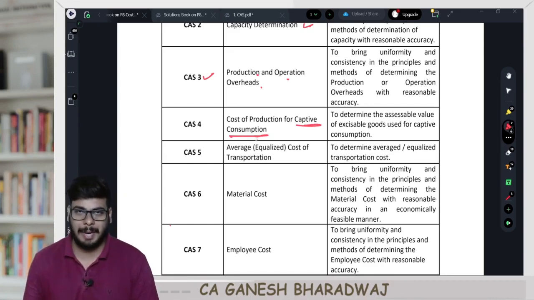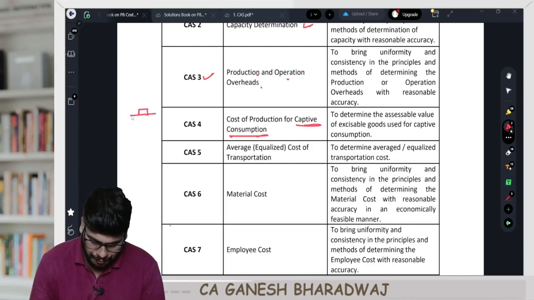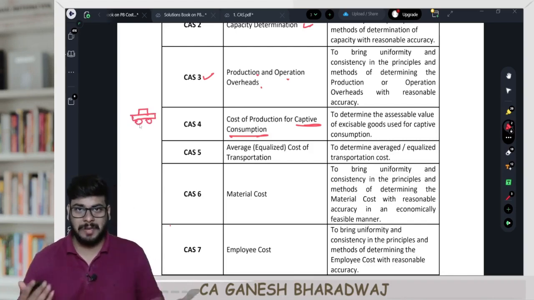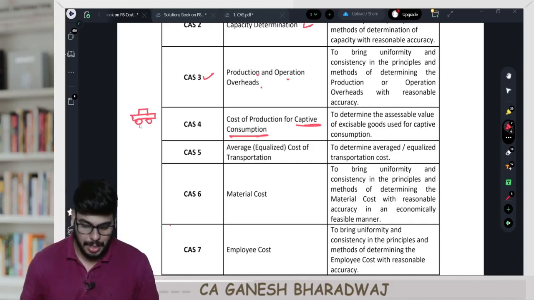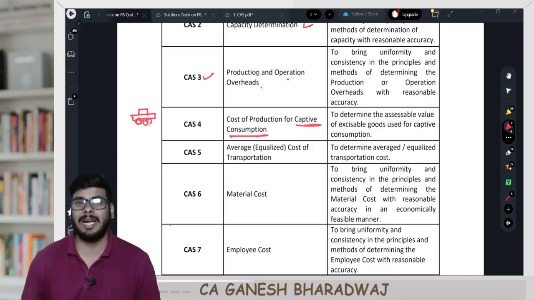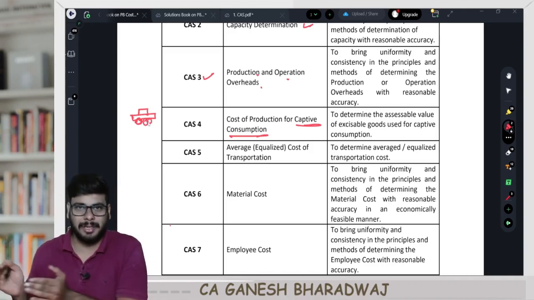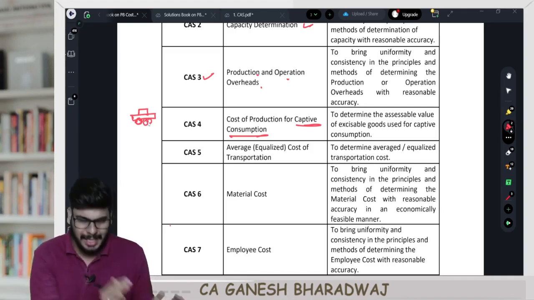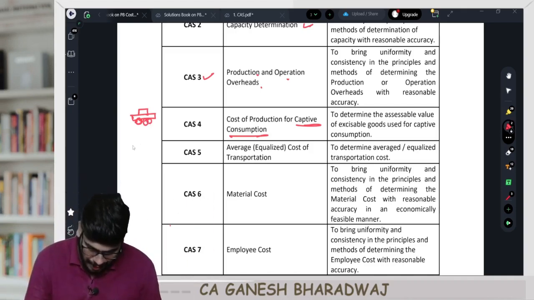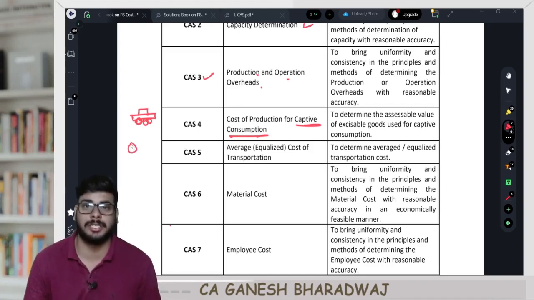So what do you mean by captive consumption? Let me give you a quick example. Let's say I'm in the business of manufacturing cars. Now every car needs tires, no? So I also opened one small factory adjacent to the factory where I manufacture my cars. In this small factory, I manufacture tires.